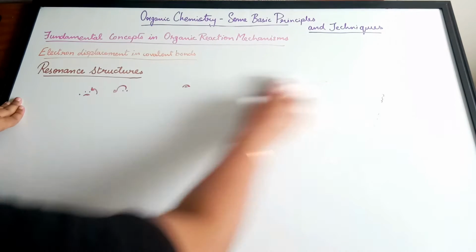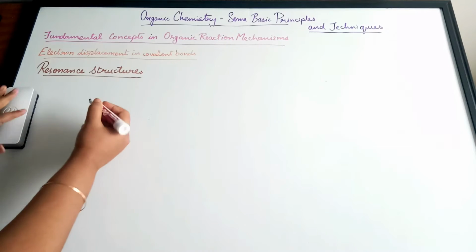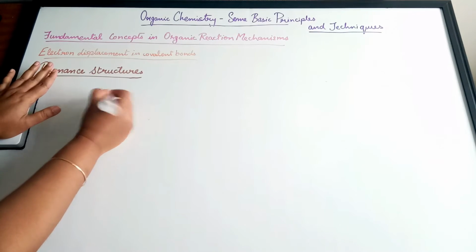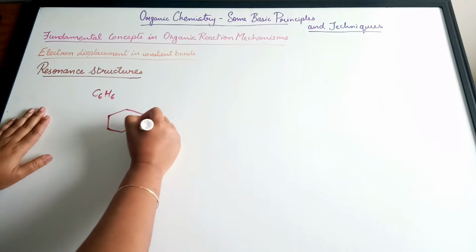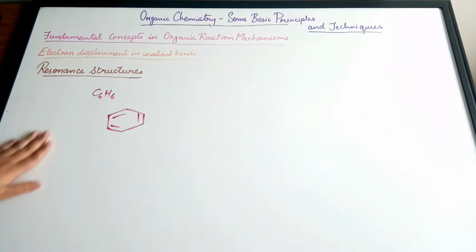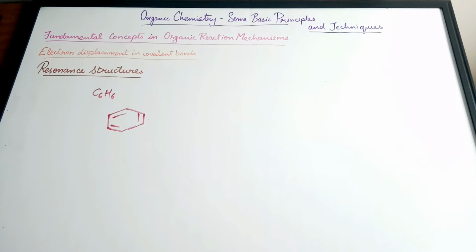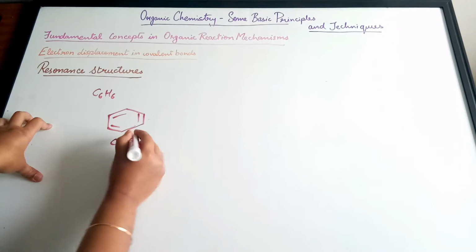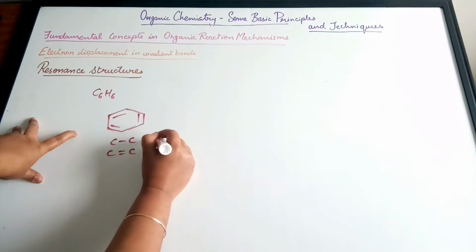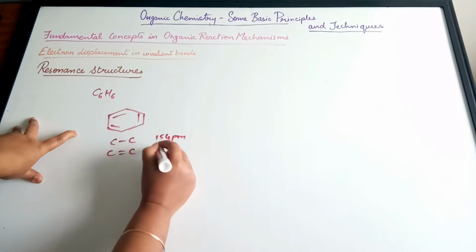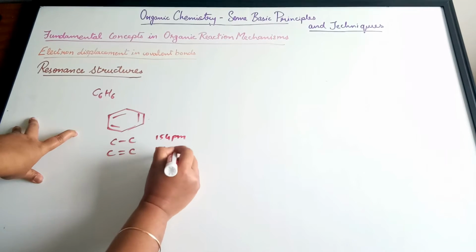Another example comes to mind. This is benzene. Benzene's molecular formula is C6H6. We know that benzene consists of double bonds which are at alternate positions, or at alternate carbons. So scientists thought that we'd have 2 different bond lengths observed. That would be the carbon-carbon single bond and the carbon-carbon double bond. The carbon-carbon single bond's bond length is 154 picometers, whereas in case of a double bond, it's about 134 picometers.